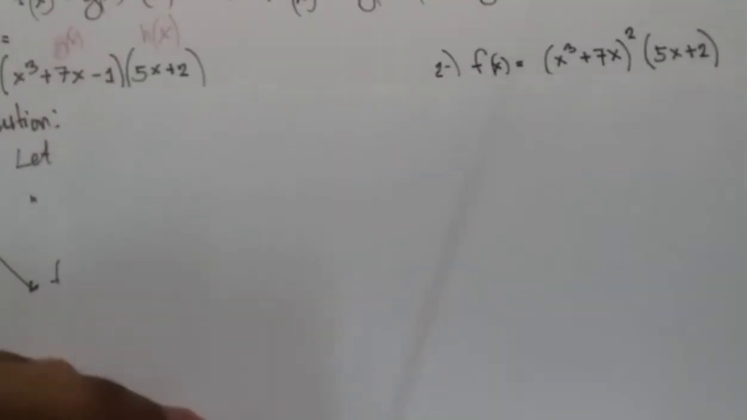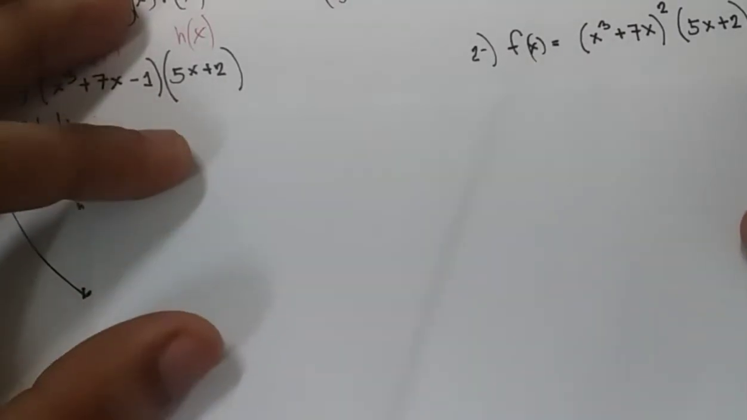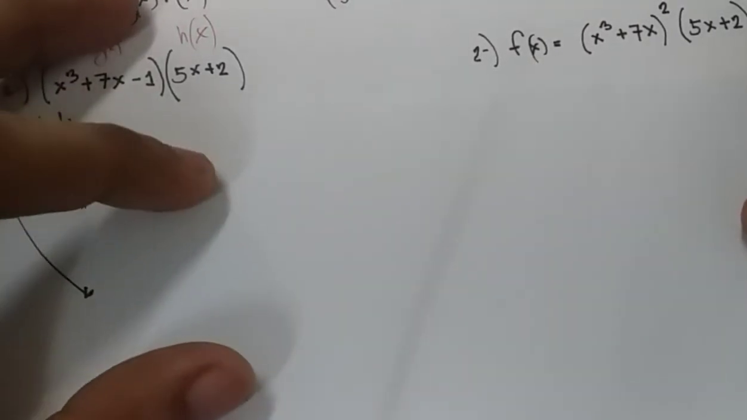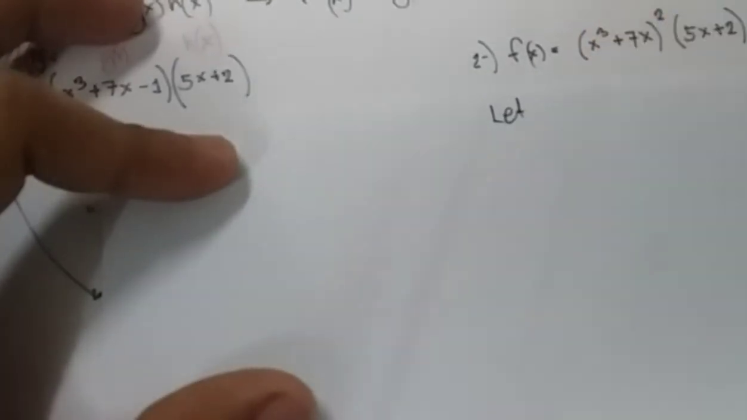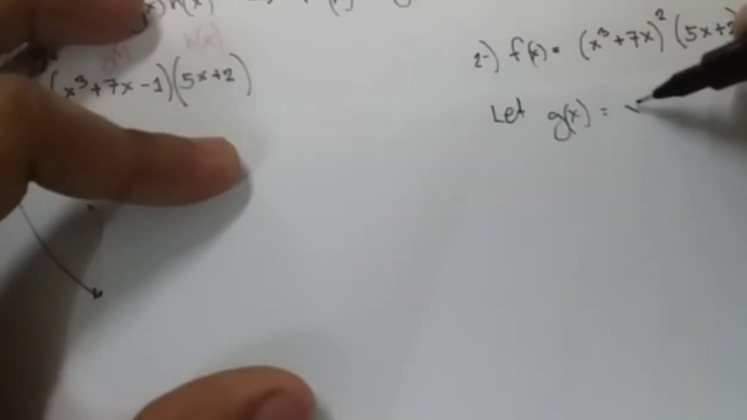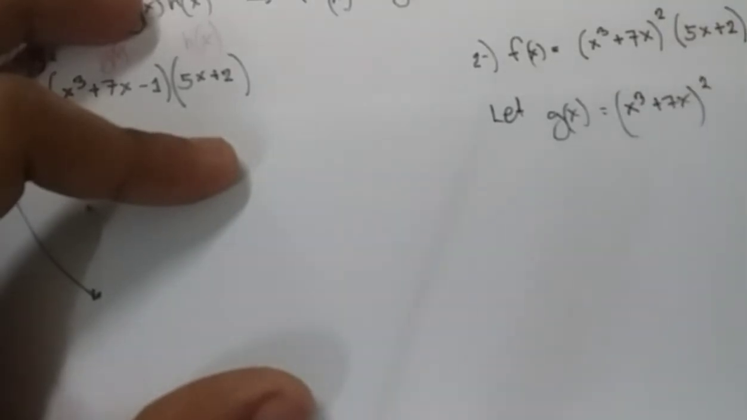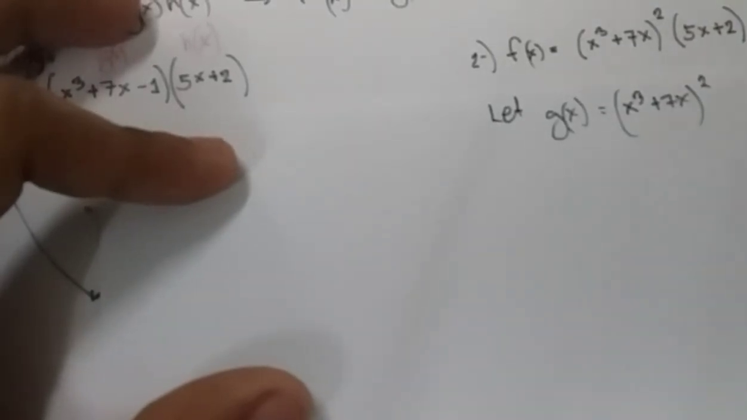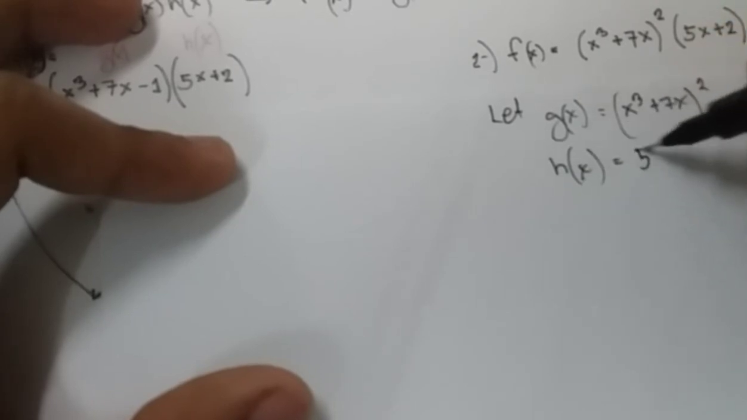For example number 2, we have f of x equals the quantity x cubed plus 7x to the power of 2 times 5x plus 2. Let's say again g of x is x cubed plus 7x squared. I can also let 5x plus 2 be g of x. You can choose either of the two. Let's say our h of x is equal to 5x plus 2.